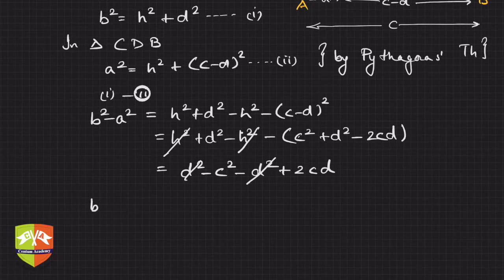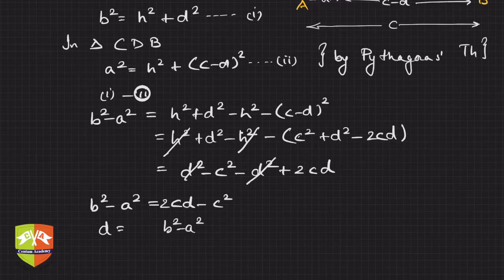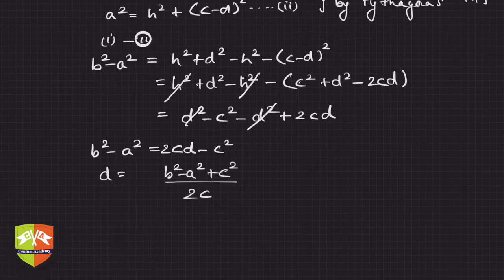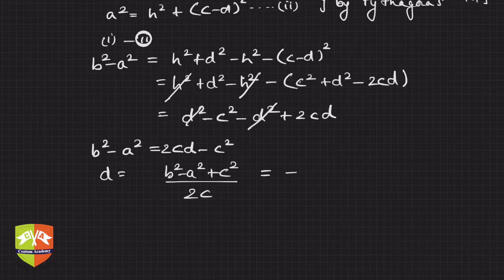So what do we see? We see that B square minus A square is equal to 2CD minus C square. That means D will be equal to (B square minus A square plus C square) divided by 2C, isn't it? Or after rearranging, I can say (minus A square plus B square plus C square) upon twice C. This is a good looking result. So the small d is (minus A square plus B square plus C square) divided by 2C.